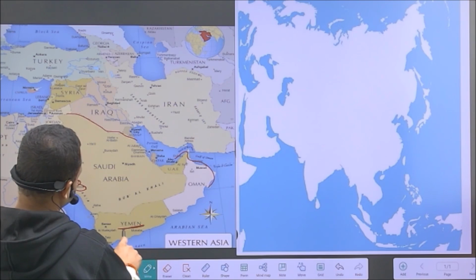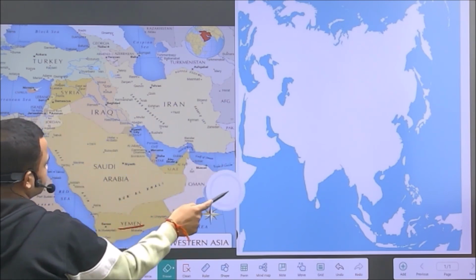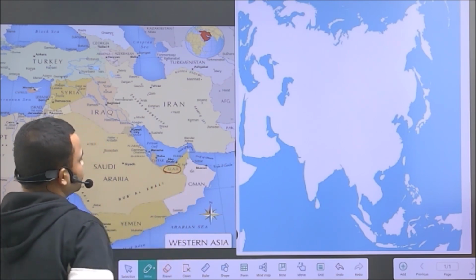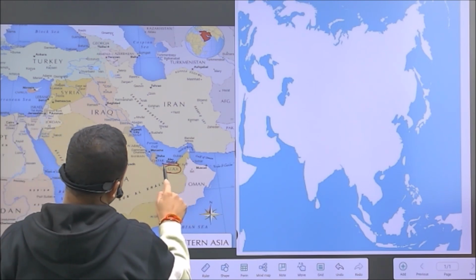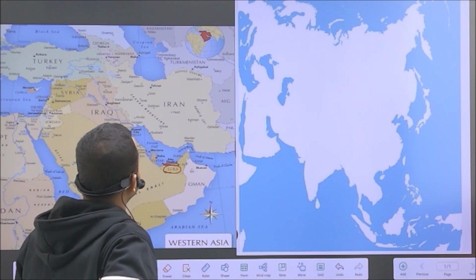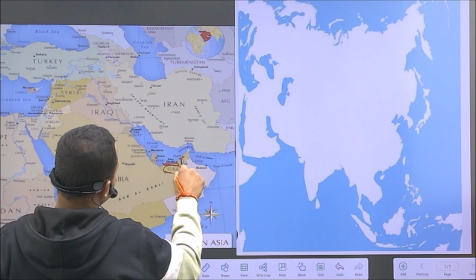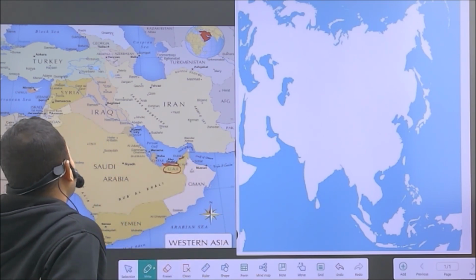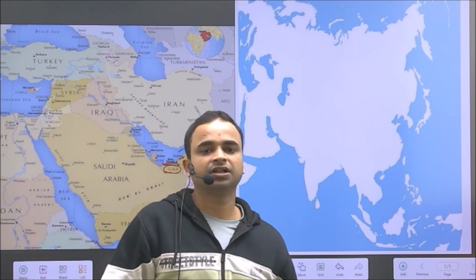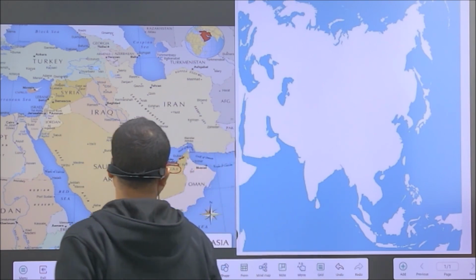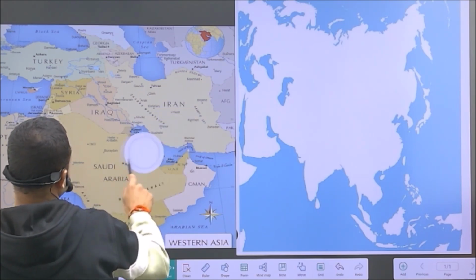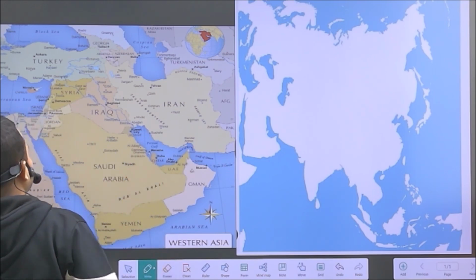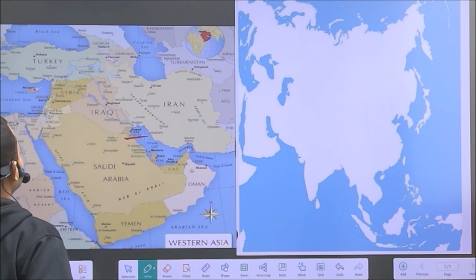Here Yemen, here Oman, here UAE. UAE comprises some emirates, and Abu Dhabi is the capital of UAE, which is the largest emirate of UAE, and in UAE Dubai is the principal seaport. UAE is basically the largest petroleum producing country, onshore and offshore as well. Here you can see Kuwait. Kuwait is basically the fourth largest petroleum producing country and second for export of petrol.